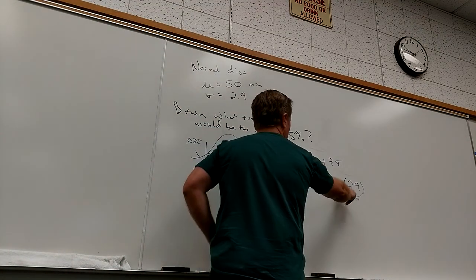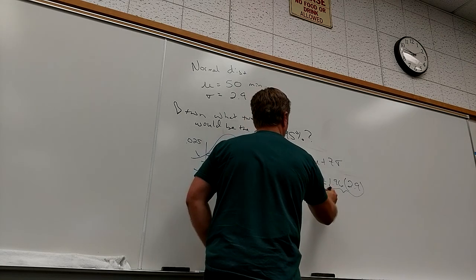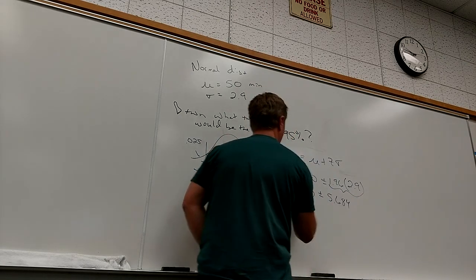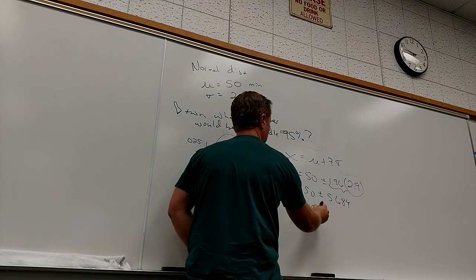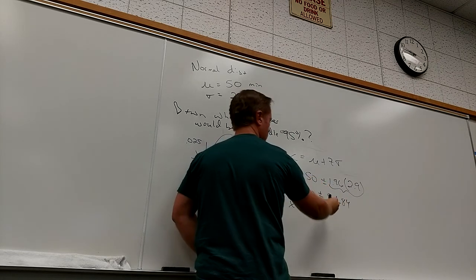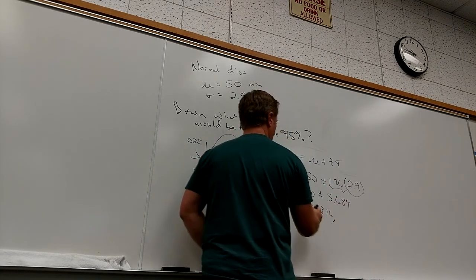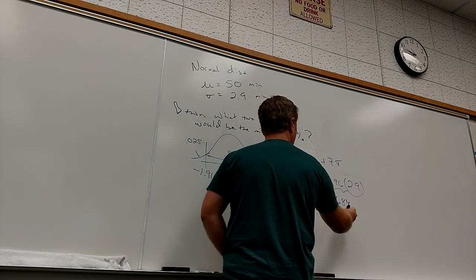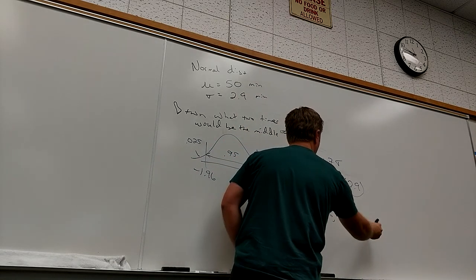Yeah, what do you get for this part? Anybody do that part by itself? 5.684. So you get 55.684 and 44.316, up to 55.684.